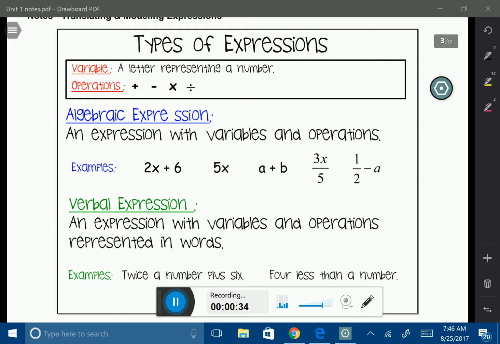The other one is called a verbal expression. A verbal expression is basically taking that algebraic expression and saying it in words. So you'll see that I have examples for both types of expressions listed.